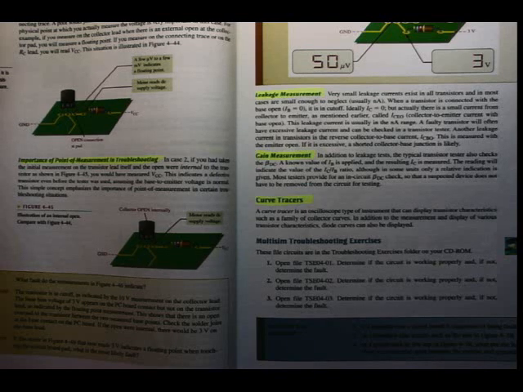Also, you do get curve tracers. This is an oscilloscope type of instrument that can display transistor characteristics such as a family of collector curves. In addition to measurement and display of various transistor characteristics, diode curves can also be displayed. There are some other fancy instruments that you can also use to test transistors. But the most common test, of course, is the old reliable digital multimeter using the diode testing or the ohms setting. So please be familiar with that.